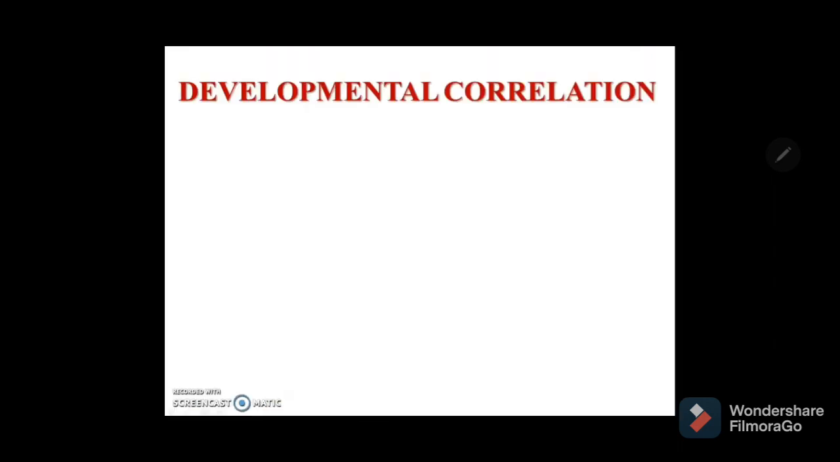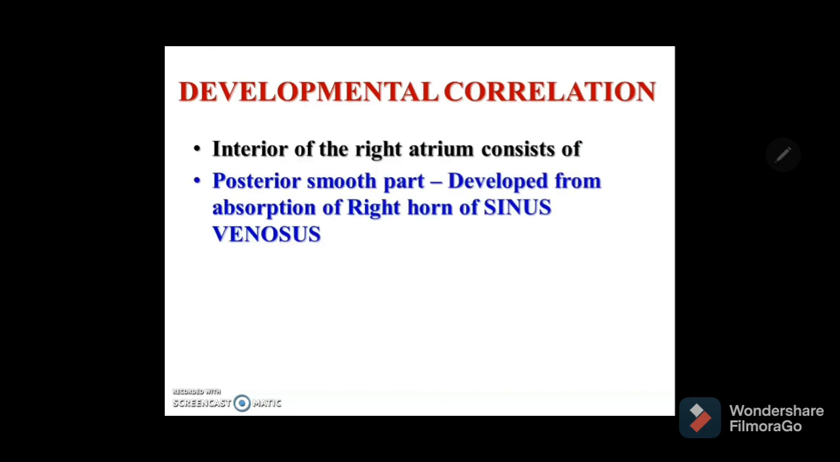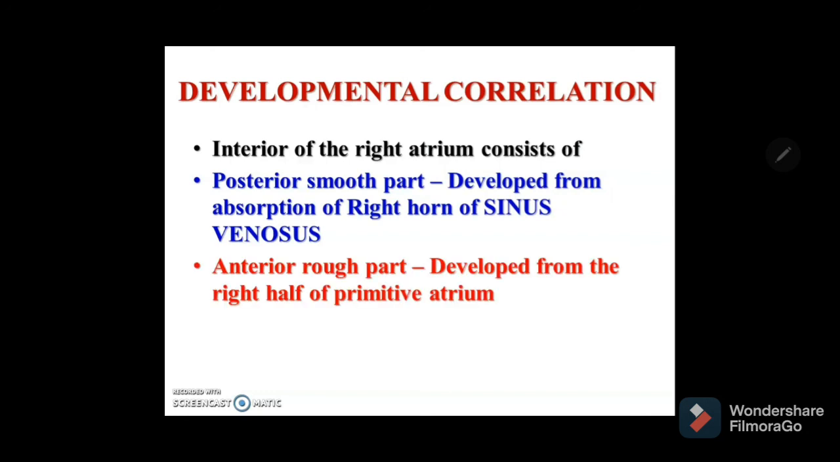Coming to the developmental correlations. We have discussed so far the interior of the right atrium, that it has a posterior smooth part, anterior rough part, and septal wall. The posterior smooth part, which receives all the veins, is developed from the absorption of the right horn of sinus venosus. So it receives all the veins, and these veins are developed from the right horn of sinus venosus. That's why all the veins open on the right side into the right atrium.